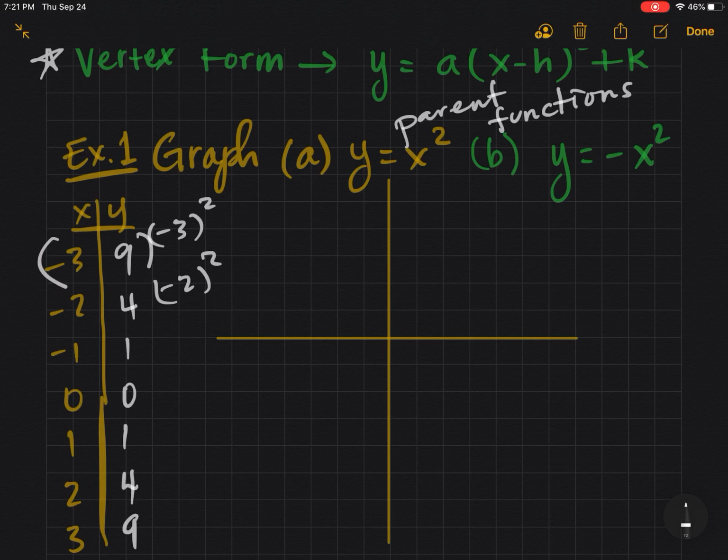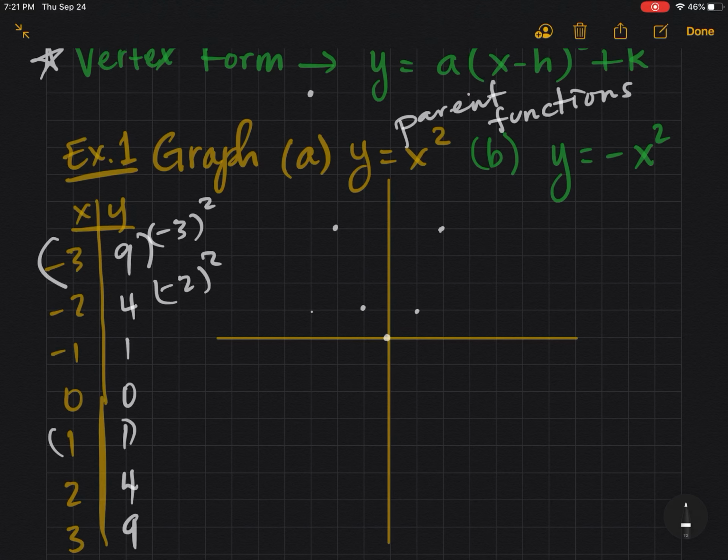We're going to plot these ordered pairs. -3 goes up to 9. That's off the graph, but that's okay. Let's see, 1, 2, 3, 4, 5, 6, 7, 8, 9. Over 2 goes up to 4. -1, 1, 0, 1. Over 1, up 1.